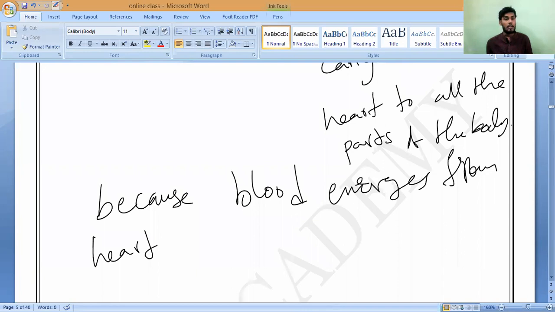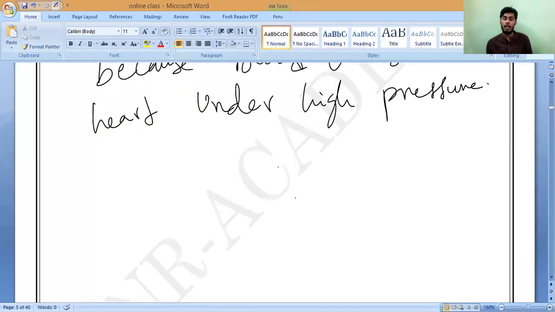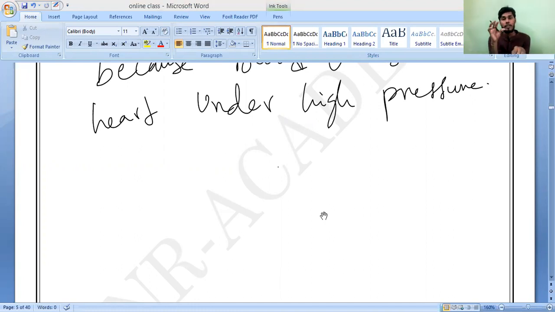Heart under high pressure. So if it wants to resist this pressure, what does it need to do? It must have thick walls. Correct or not? That is the reason behind it. If it wants to pump that blood which is coming with high pressure from the heart, it must have thick walls. That's all.